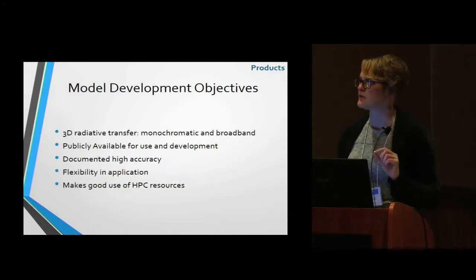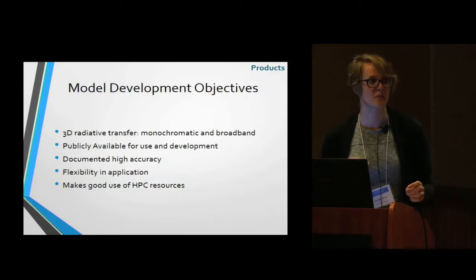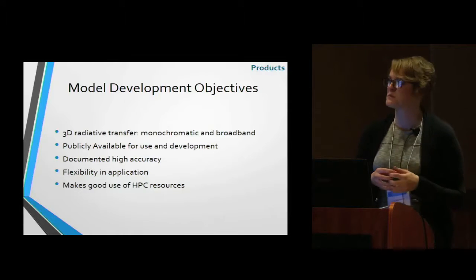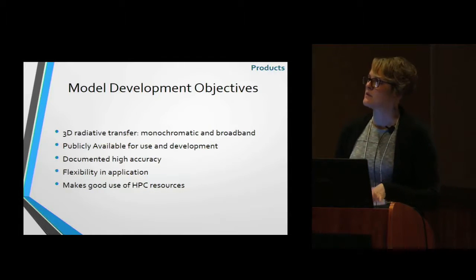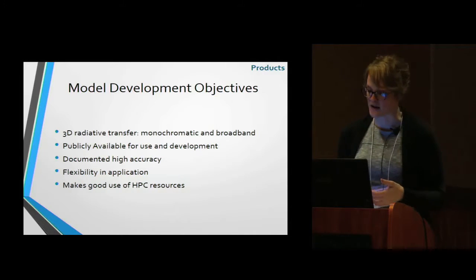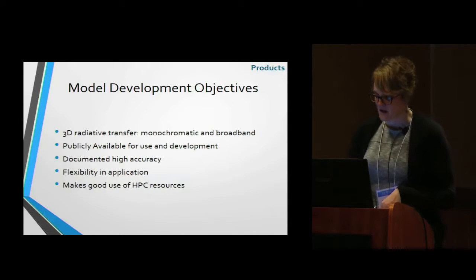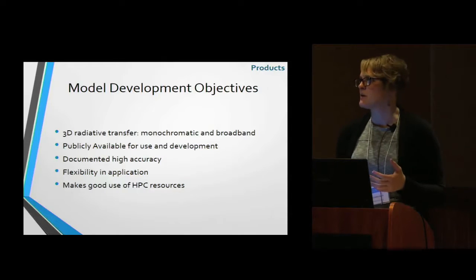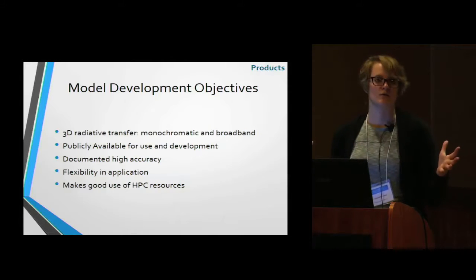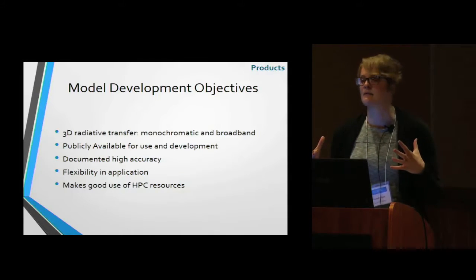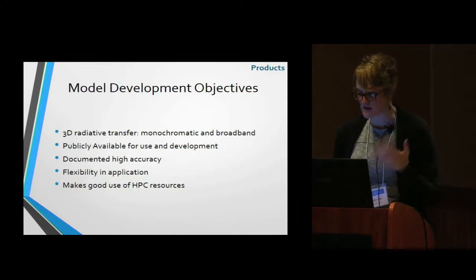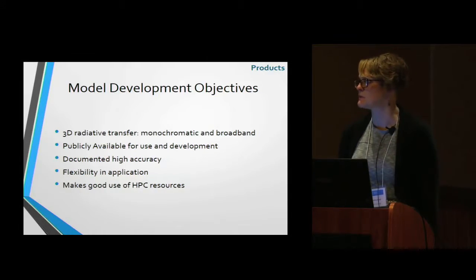I should have mentioned on a previous slide, there are 3D broadband models out there, but they're proprietary. They're kept within closed research groups. So this community model could be used as a standard of comparison for those, given the high accuracy that it's being done at. Flexibility in application means that it can apply to remote sensing problems, to cloud modeling problems, over user-defined ranges of resolution, both spectral and spatial, and also to make good use of HPC resources. That was important to me as well.